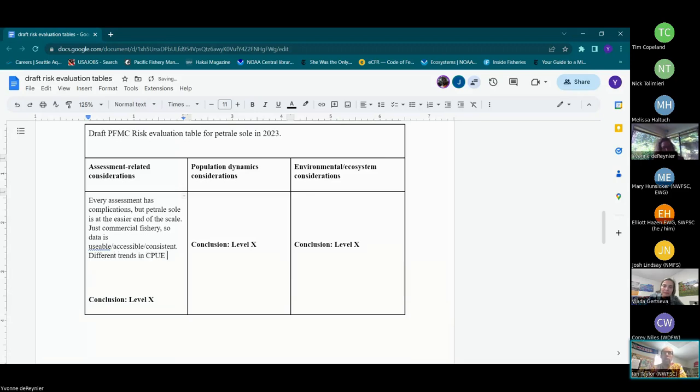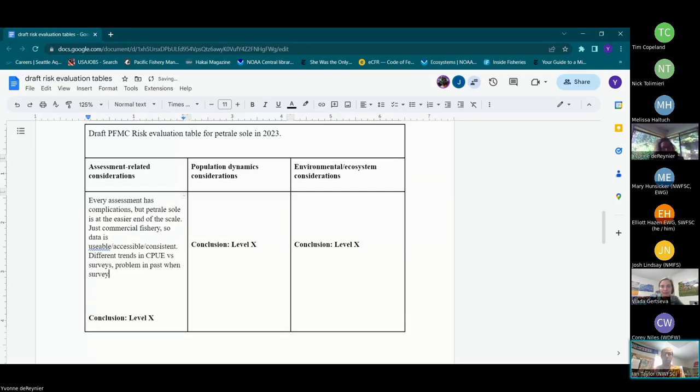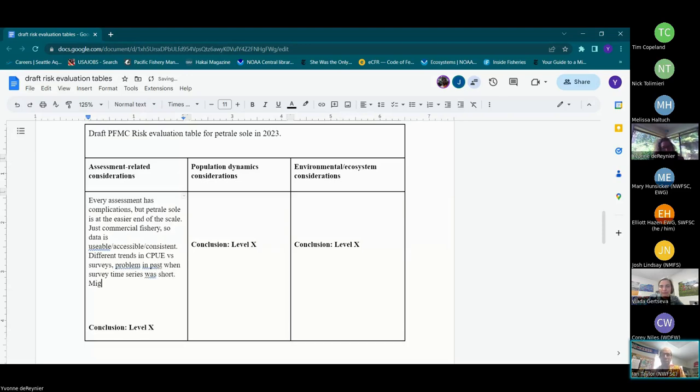In general, that was sort of when our survey time series was quite short. The survey time series, the bottom trawl survey, samples petrolli well. It might be the species that's most commonly caught in that survey. Something like 50% of the hauls have petrolli. And we now have 20 years of that data.